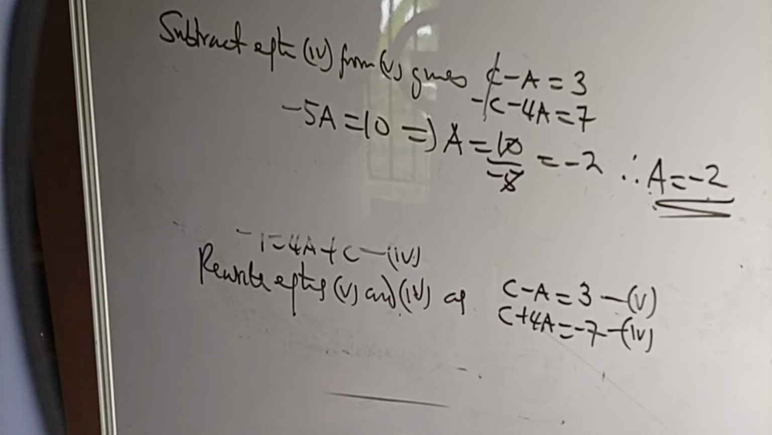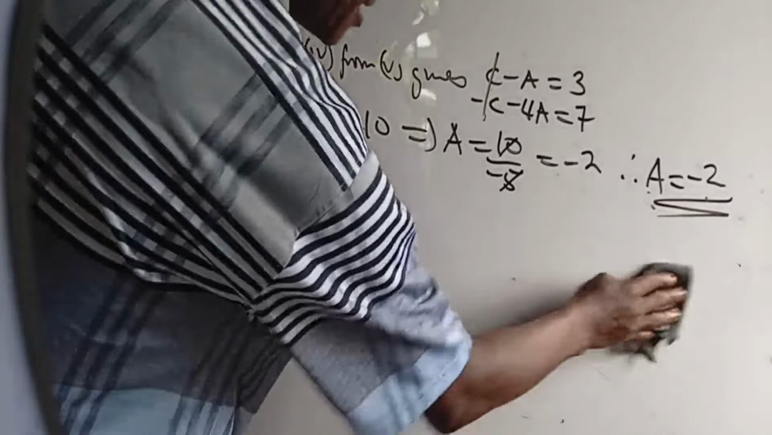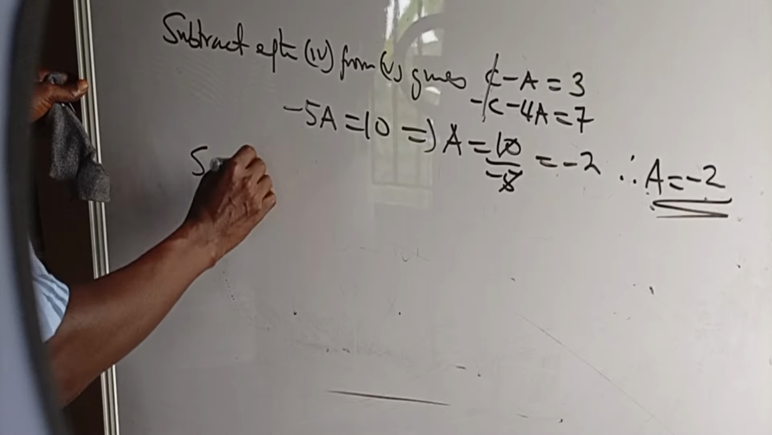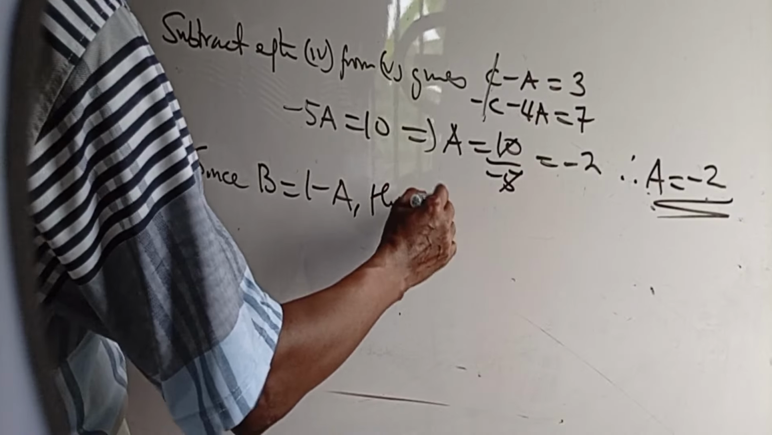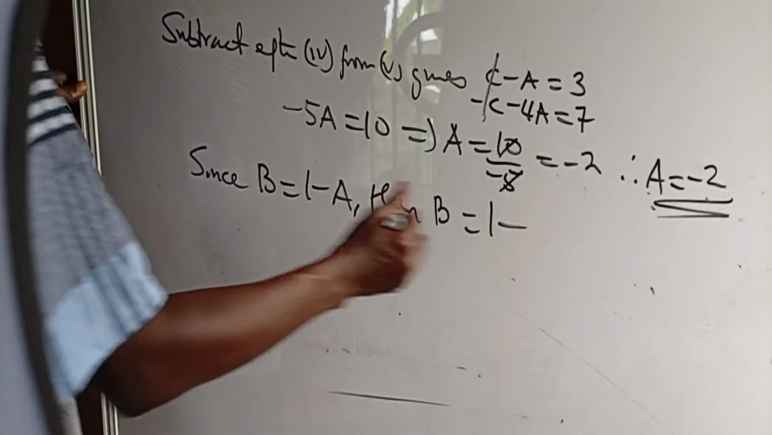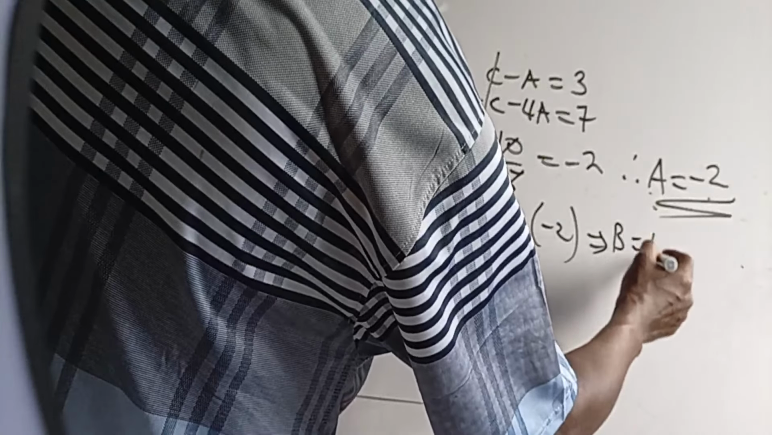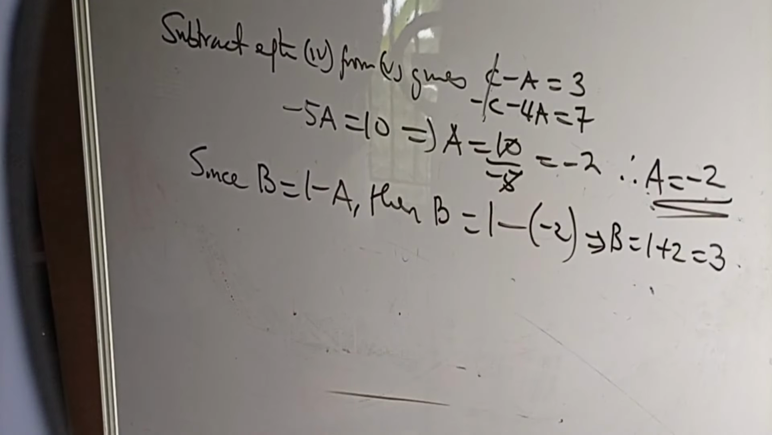Please, I hope you are following. We have gotten A to be minus 2. Now, how do we get B? If A is minus 2, how do we get B? Obviously, since B equals 1 minus A, then B will be 1 minus our A, which is minus 2. So B will be 1 minus minus 2, which is 1 plus 2, which is 3. So B is 3.